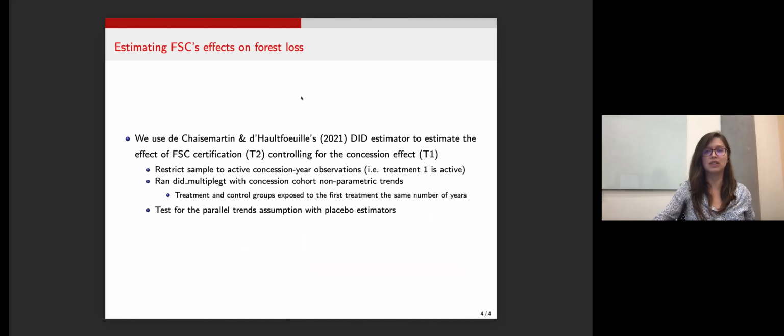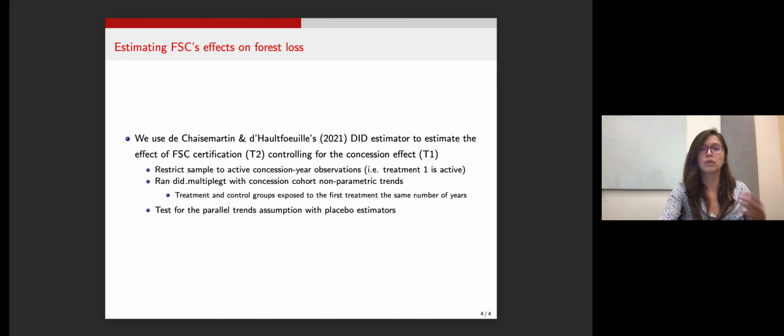So in this presentation and in this example, I'm just going to focus on the FSC effect, the second effect. So we're going to use Clément and his co-authors' DID estimator for multiple treatments to estimate the effect of FSC certification, controlling for the concession effect, the first treatment. So how are we going to do this? Well, we're going to first restrict the sample to active concession year observations. So we're going to make sure that the first treatment is active.